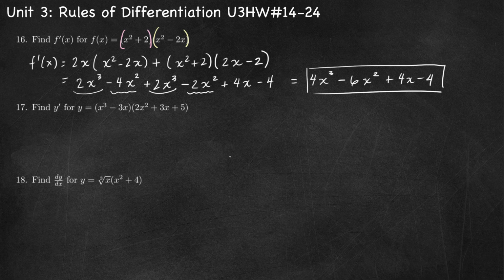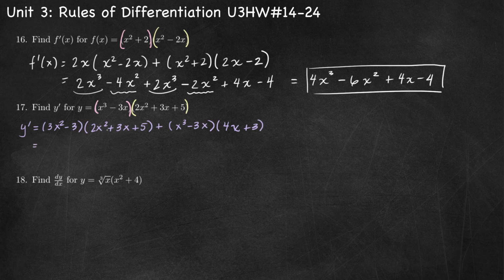Number 17, find y prime for y equals x cubed minus 3x times the quantity 2x squared plus 3x plus 5. So slightly different notation, but we know this still just means to find the derivative. And this is the product of two functions, so let's use the product rule. My first factor for product rule is x cubed minus 3x, and my second factor is the 2x squared plus 3x plus 5. Okay, so y prime equals derivative of the first, it's 3x squared minus 3, times the second, 2x squared plus 3x plus 5, plus the first, x cubed minus 3x, times the derivative of the second, 4x plus 3.